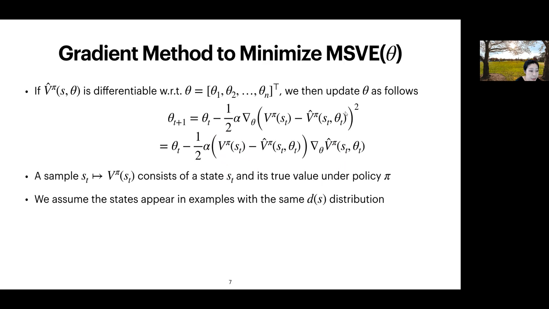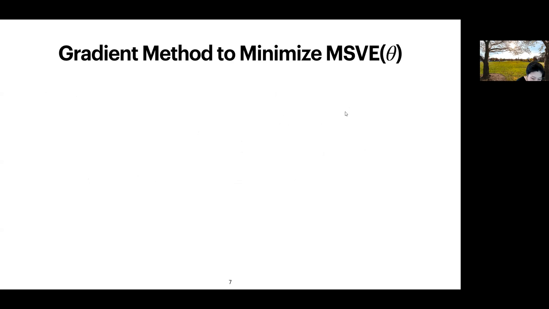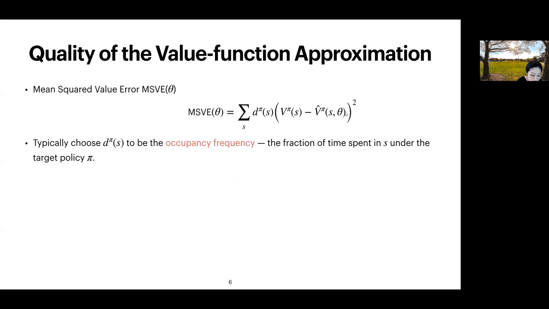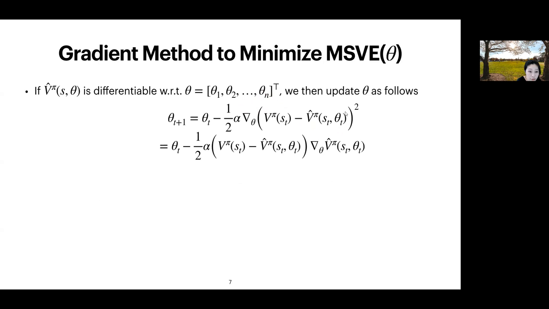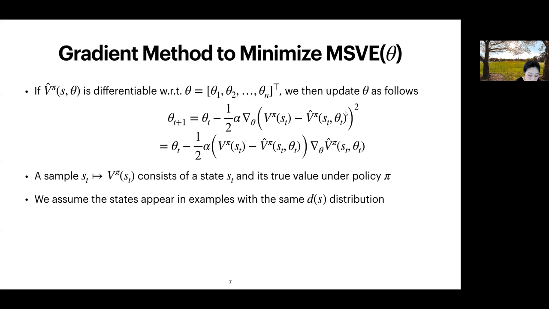So then, of course, we assume that the states appear in examples with the same d pi of s distribution. And now you can see why I said that, although you are essentially minimizing the mean squared value error, let's see here, although you have this d pi of s term here, in practice, because your S_t is sampled based on this distribution, as long as you follow pi, the distribution of the states that you're seeing will come from this distribution. So therefore, you can see in the next slide, we don't need this d pi of s here. Does that make sense? Any questions here? Why we don't have the d pi of s, but we're still doing the expectation somehow, right?